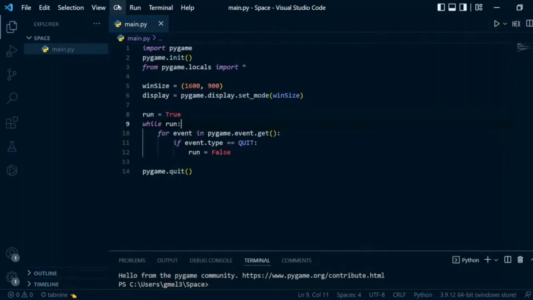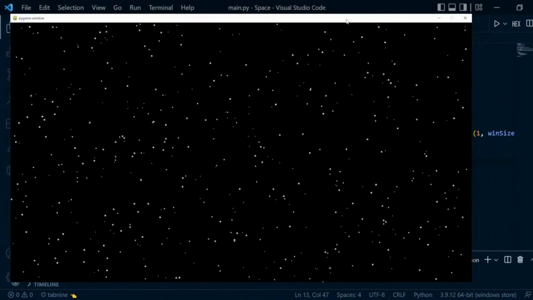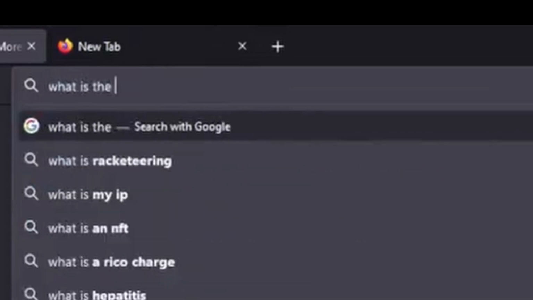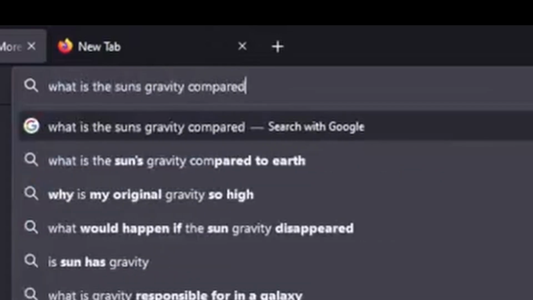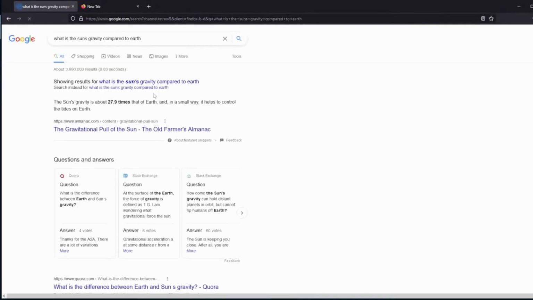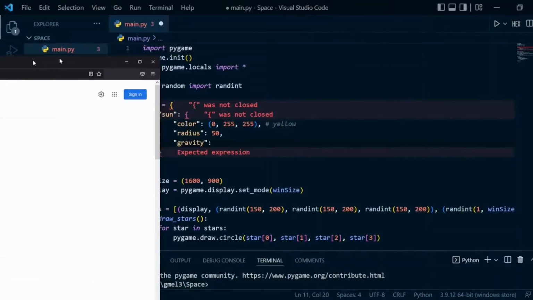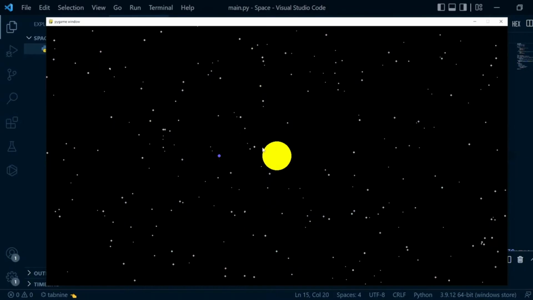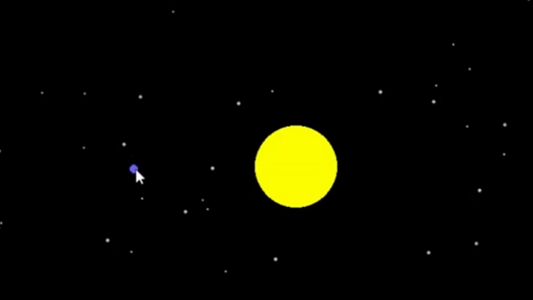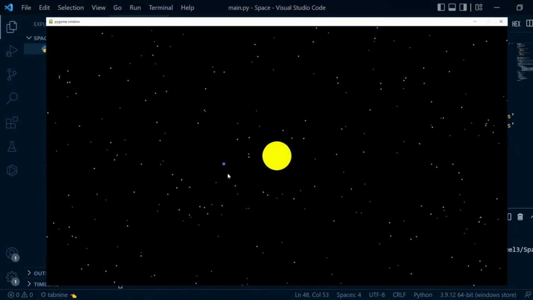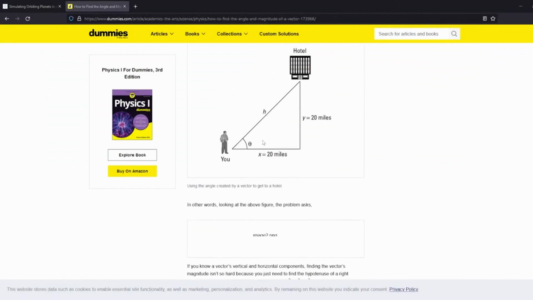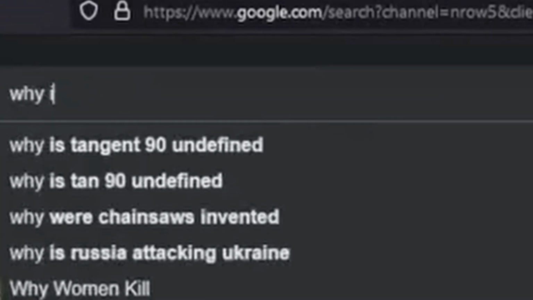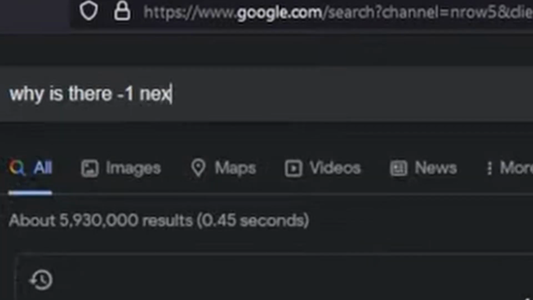I started with creating the baseline for the project on a stream. Everything seems to be working. Alright, there, that looks better. What is the sun's gravity compared to Earth? 27.9, we'll just round up. There we go. It isn't to scale. DT, what is DT? It's moving. And, oh, looks like what we're trying to figure out. Why is there minus one next to tangent?